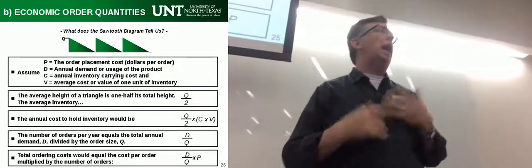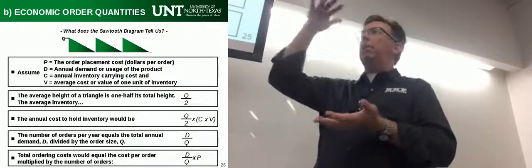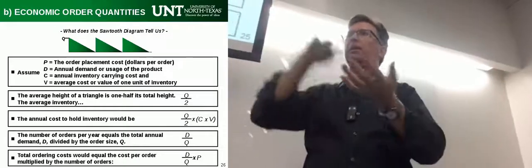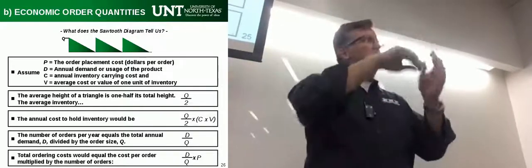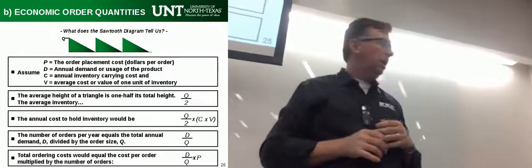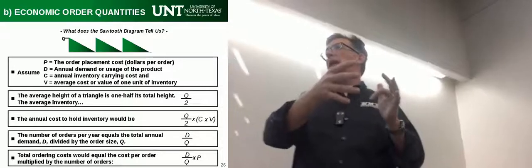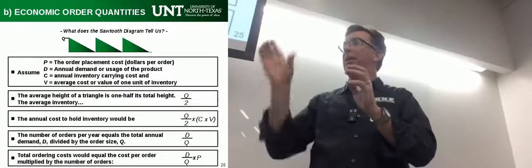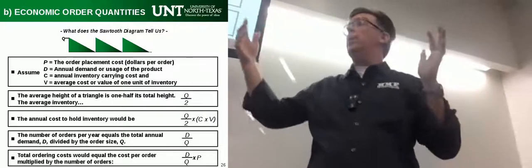We can determine what our average inventory level is going to be. It's just the average height of that triangle. If you remember back to geometry, the average height of a triangle is 1/2 base times height. So I have 350 units, I divide that by 2, and that's the average level of inventory over time. If I multiply that average level by the carrying cost, that's the C, and by the value of the inventory, that's the V, the combination of those things is my holding cost.